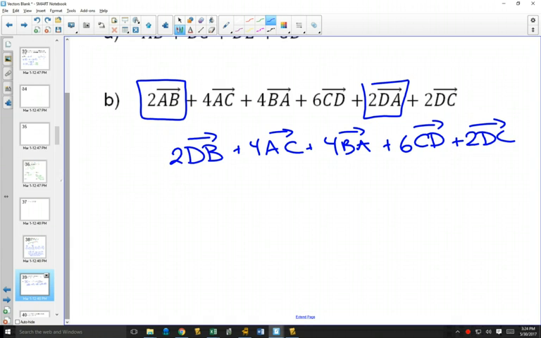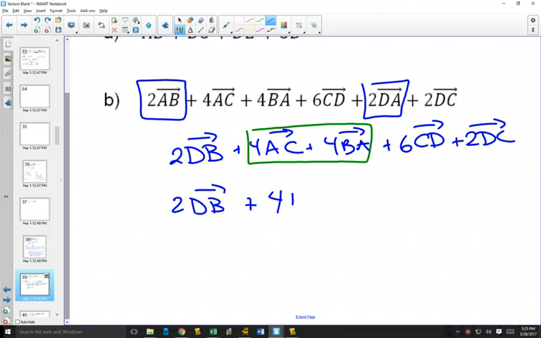Let's say I did that first. Is there anything else I could put together? Oh, I could put these 2 together, right? What would that make for me? I still have 2dB. This would make plus 4bc plus 6cd. So I'm deliberately trying to do things in a different order here.